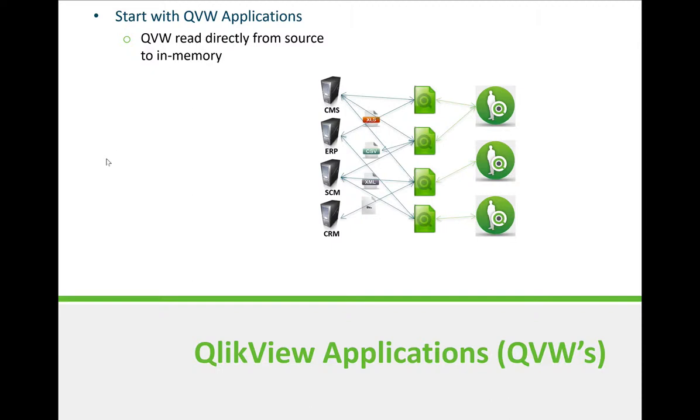So when you start with QlikView, normally there's a couple of users. You would create your first QlikView applications, your QVWs, and generally they would read directly from your sources. So you would have some sources over here, and then you would have some applications over here, and you can see that one application might read from 2 sources or 3 sources or whatever the case might be, and then you have your users over here that might access different applications.